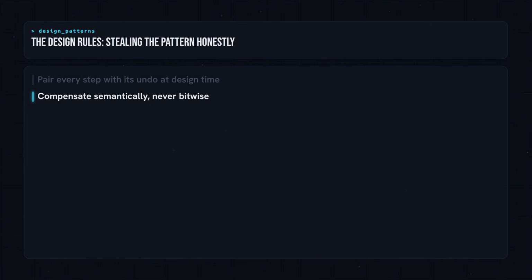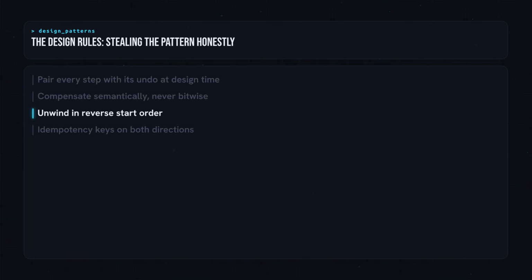2. Compensate semantically, never bitwise. You are not restoring a snapshot. You are issuing a new operation whose business meaning cancels the old one. Both entries stay in the ledger, and the books balance honestly. 3. Unwind in reverse start order. Later steps lean on earlier ones, and start order is the only order that stays deterministic when parallel steps finish shuffled.